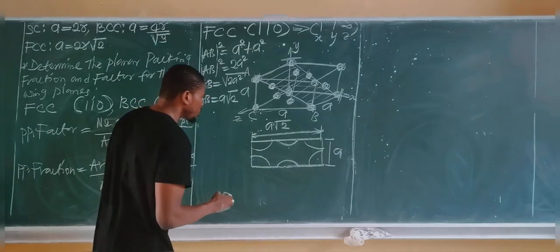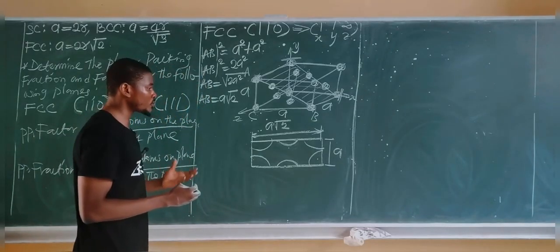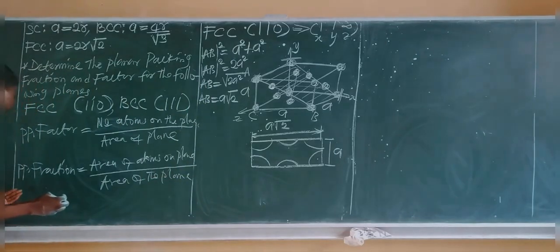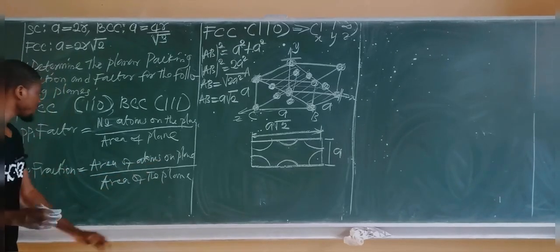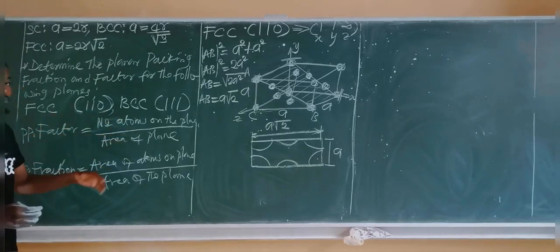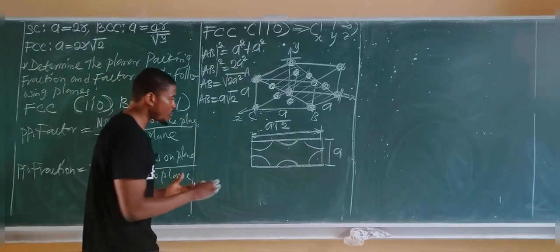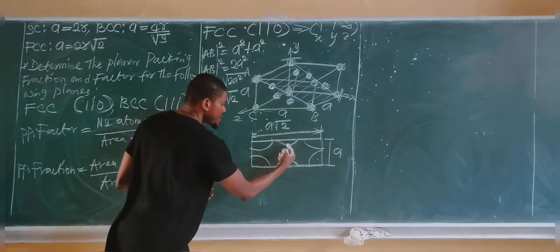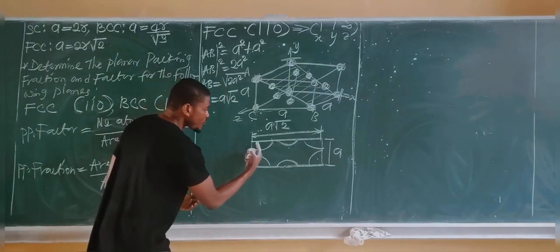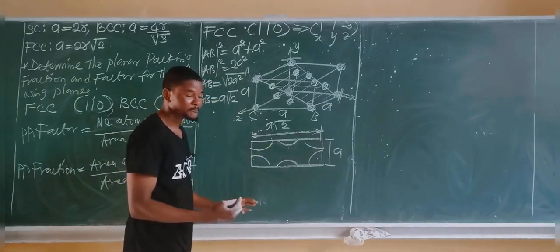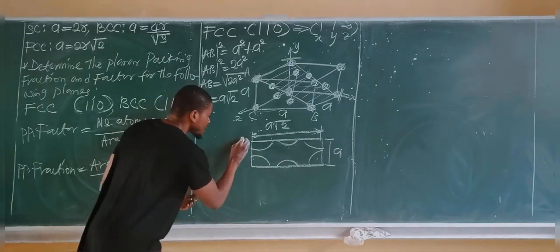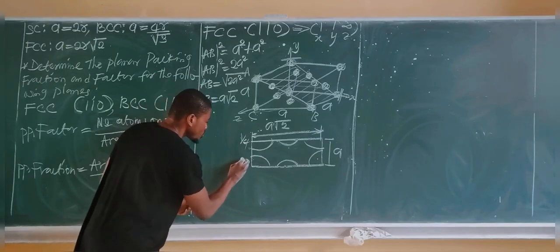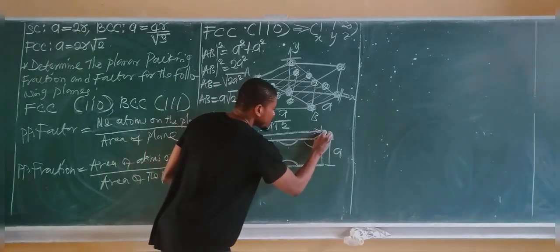So having known this, our first task is to use the formula. Planar packing fraction is the area of the atoms over the area of the plane, while the planar packing factor is the number of atoms. So we need to find the number of atoms. For the simple cubic structure, when there are no body-centered atoms, we have 1, 2, 3, 4 corner atoms here. Since we have 4 corner atoms, each of these corner atoms provides 1/4 of its size. This is also providing 1/4 of each, and this is providing 1/4 of each side.